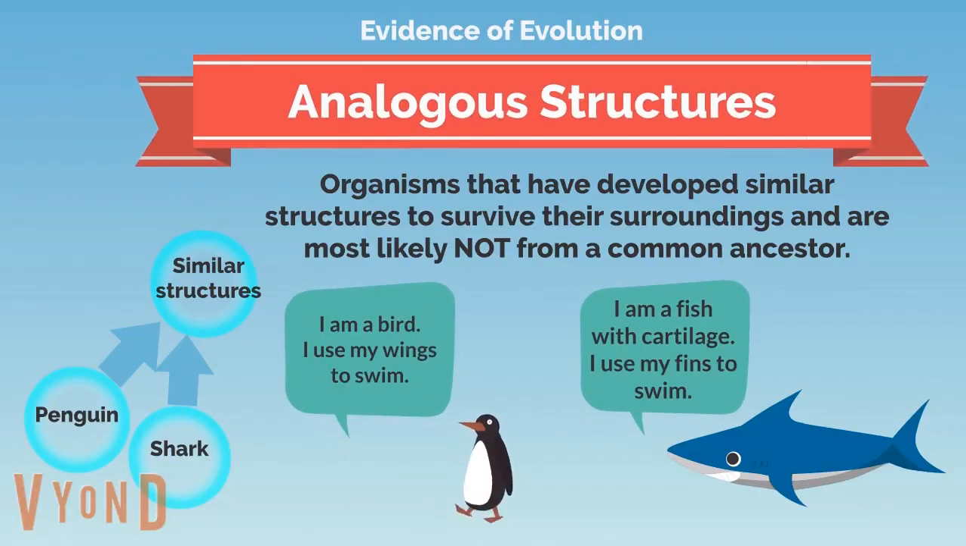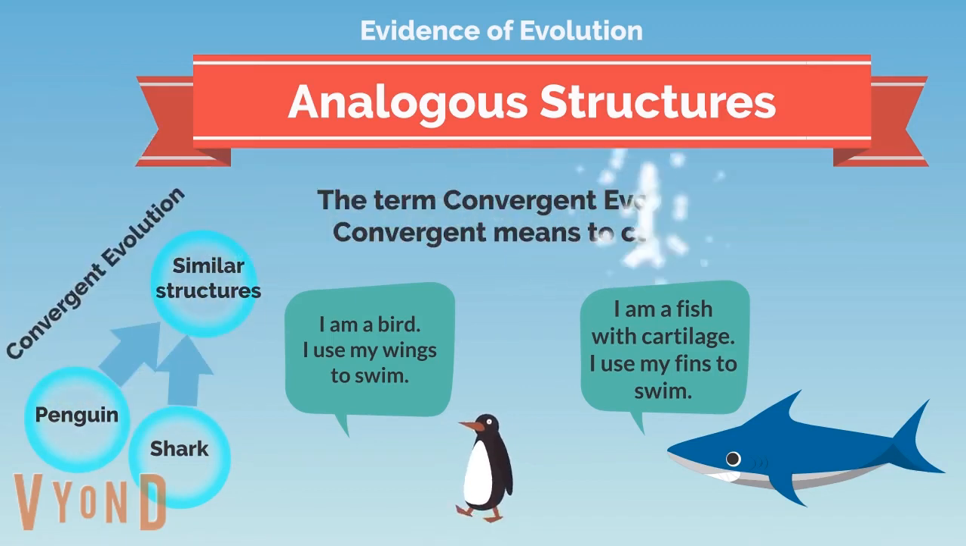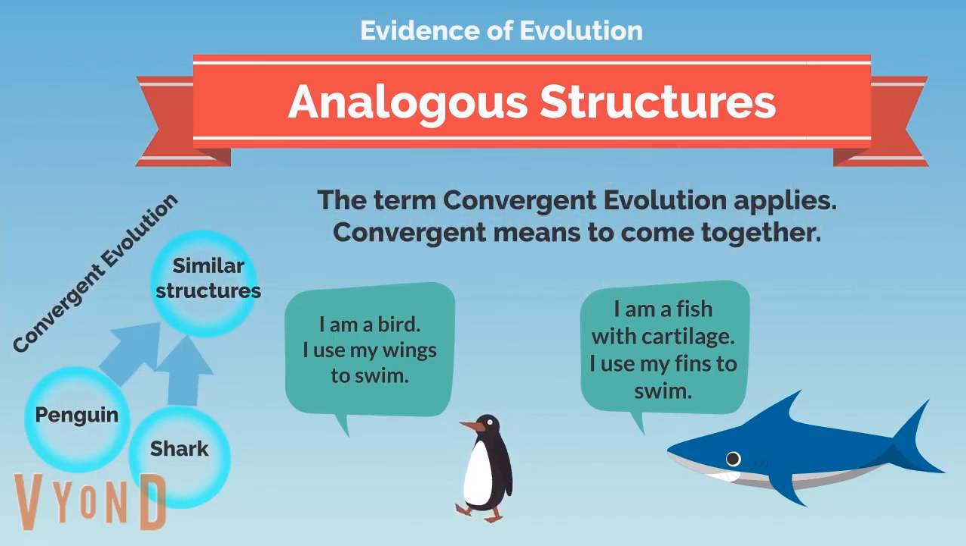Analogous structures describe organisms that have developed similar structures to each other in order to survive in their surroundings, and are most likely not from a common ancestor. Because they both develop structures with a similar function, the term convergent evolution applies. Convergent means to come together.